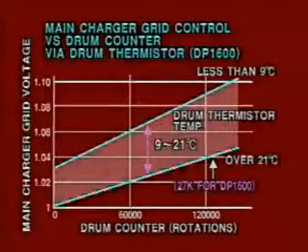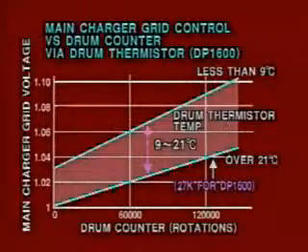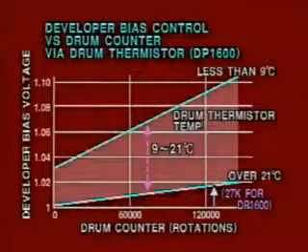By means of the drum thermistor, under an environmental temperature of 9 to 21 degrees Celsius, charger grid voltage is corrected within -2 to -5 volts per 2 degrees Celsius. For the developer bias, correction is made within -3 to -5 volts per 2 degrees Celsius.